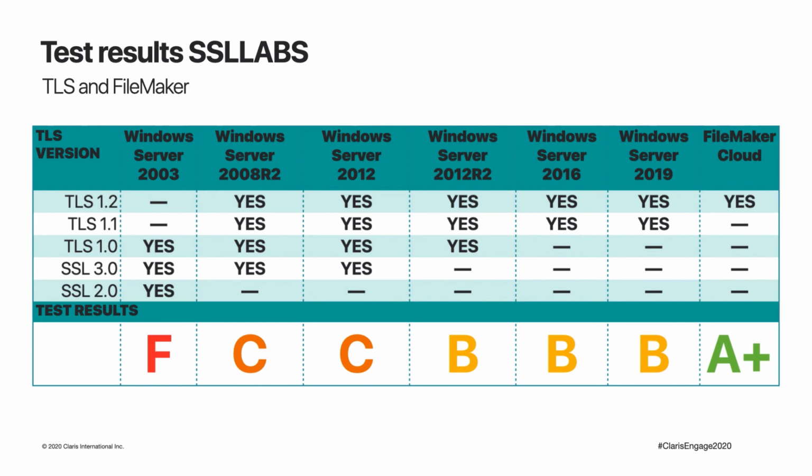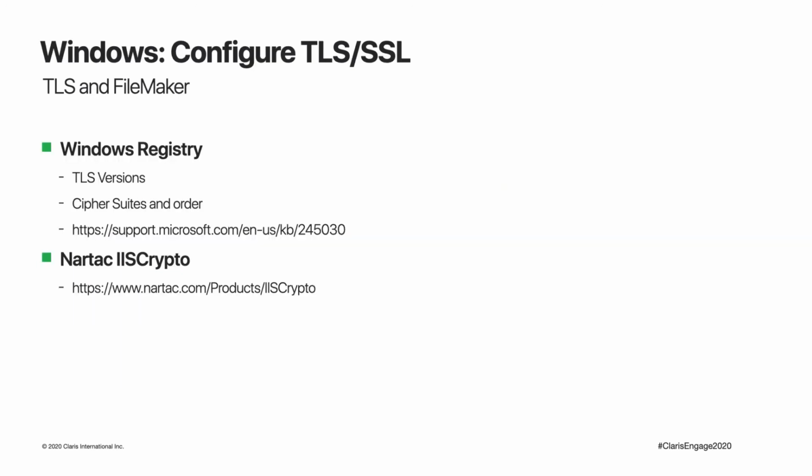So how do you achieve this? Let's have a look at the documentation of Windows. You have to change it in the Windows registry. We all know changing things manually in the Windows registry could be hard. Luckily, there is software written by Nartac where you can, in the user interface, easily change the settings of TLS.